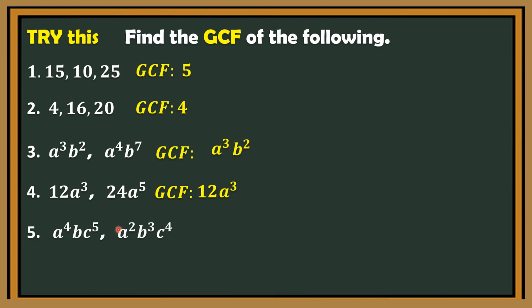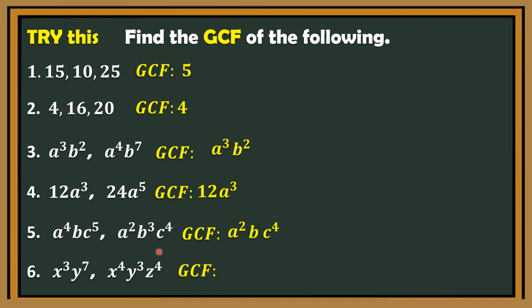Number 5. Greatest common factor? A squared. Because A here is common. How about for B? B. Because the exponent of B here is 1 and this is the least exponent of B. How about for C? C raised to the 4th power. Number 6. Greatest common factor?